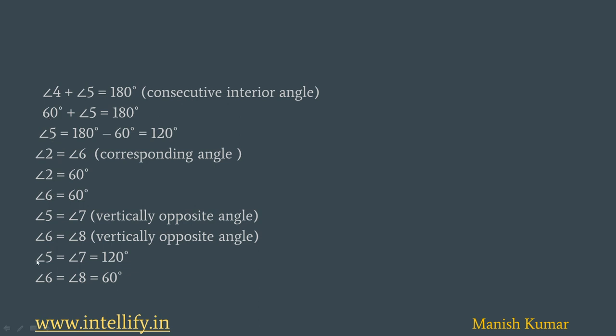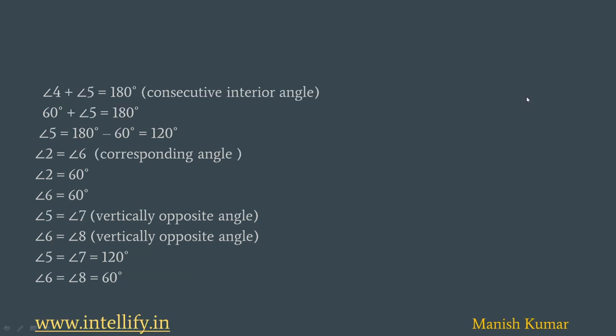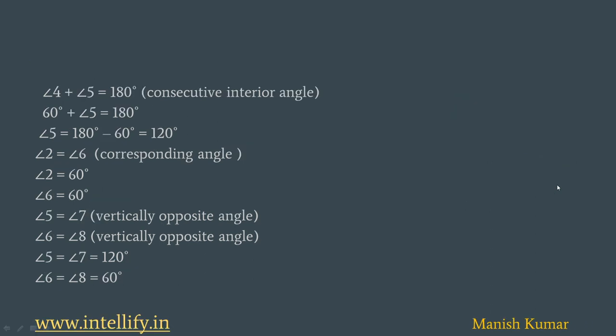As we have seen, angle 2 and angle 6 are corresponding angles. So angle 2 is 60 degrees, therefore angle 6 should also be 60 degrees. We have also seen that angle 5 and angle 7 are vertically opposite to each other, and angle 6 and angle 8 are also vertically opposite to each other. So angle 5 is 120 degrees, therefore angle 7 should also be 120 degrees, and angle 6 is 60 degrees, so angle 8 should also be 60 degrees.